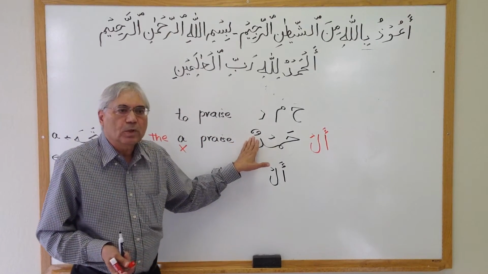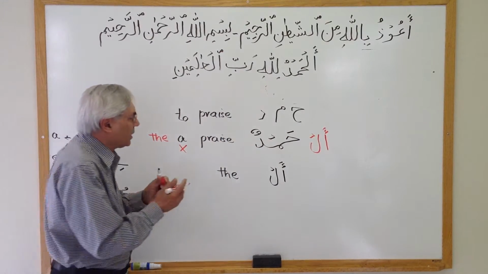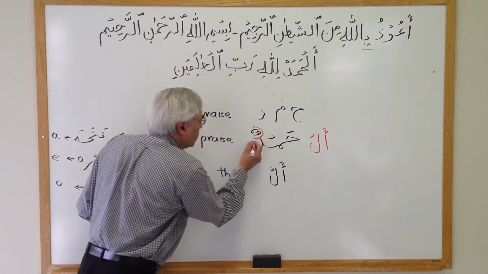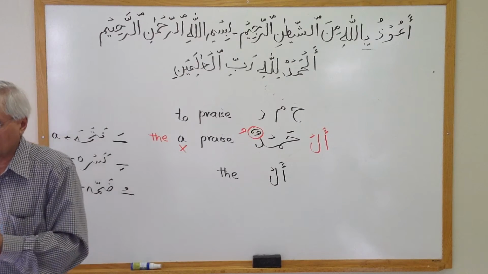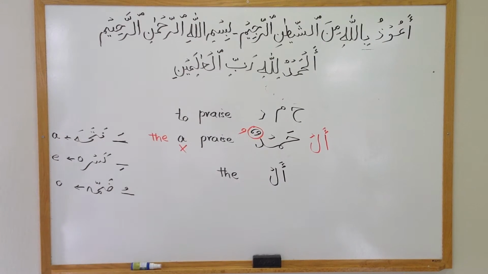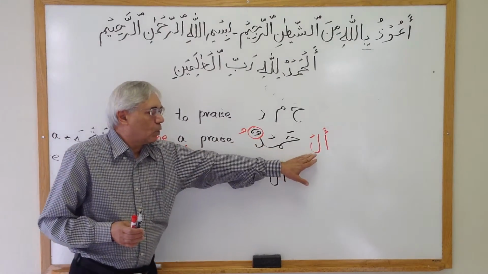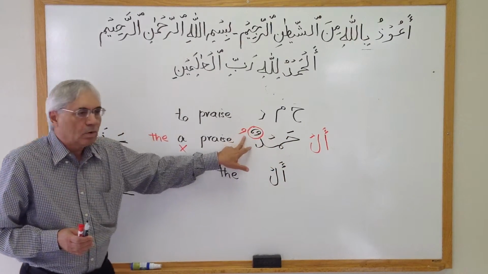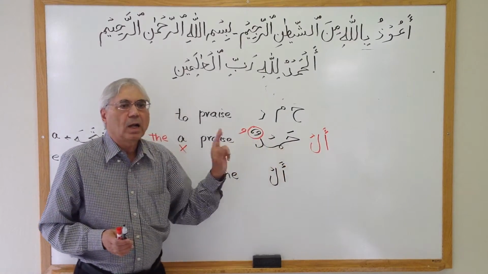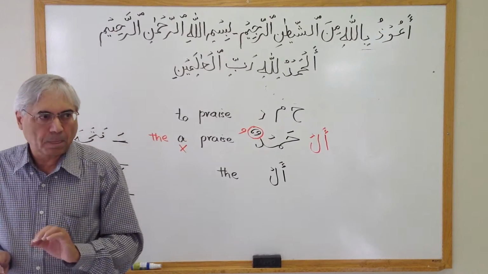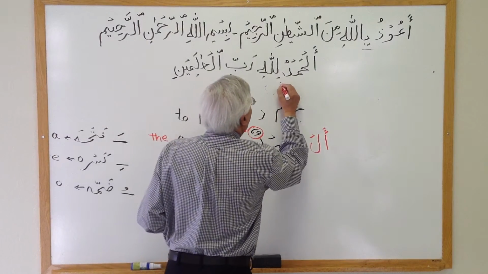In English we remove the "a" here. What should we do in Arabic to remove an "a"? We take these two dhammas and change them to one. That's the rule. When you put "the" in English, you remove "a". In Arabic, when you put "al", you remove one dhamma from here. So now the word becomes alhamdu.